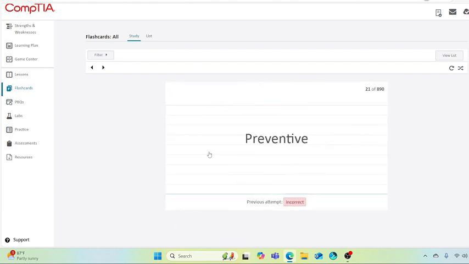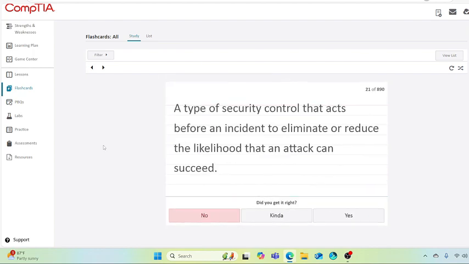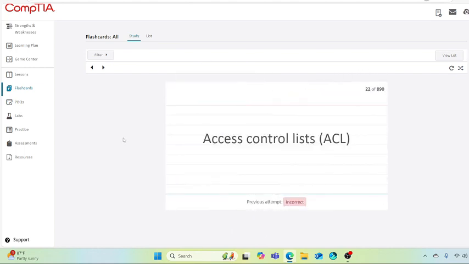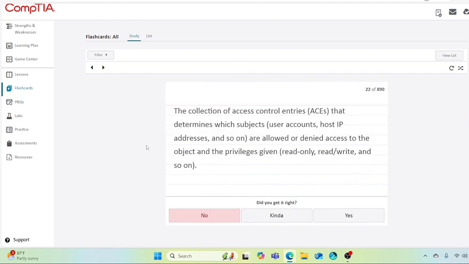Preventive. A type of security control that acts before an incident to eliminate or reduce the likelihood that an attack can succeed. Access Control List, ACL. The collection of access control entries, ACEs, that determines which subjects, user accounts, host IP addresses, and so on are allowed or denied access to the object and the privileges given. Read only, read, write, and so on.